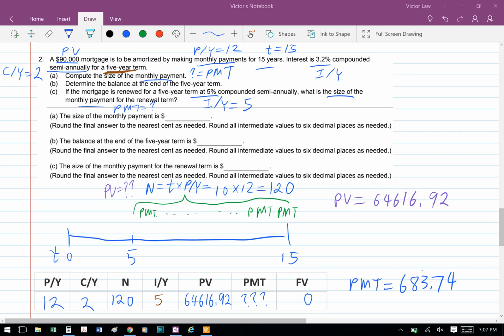Part C, the question is asking if the mortgage is renewed for a 5-year term at 5% compounded semi-annually, what is the size of the monthly payment for the renewal term? For this part of the question, we're going to use the same P over Y and C over Y. So P over Y is 12, C over Y is 2, and N is still 120.